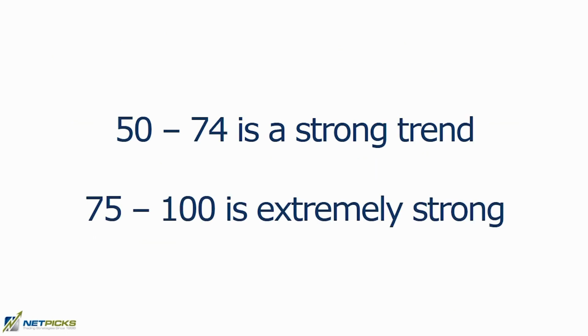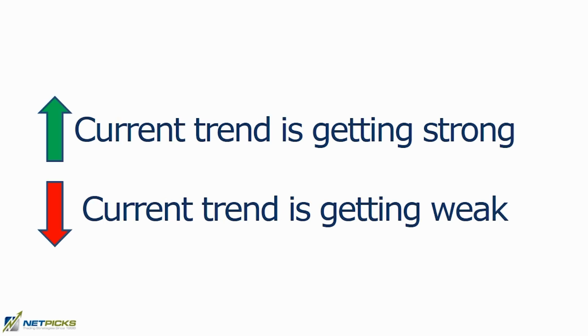50 to 74, that's a strong trend. Okay, this is where you'd be looking to lock in some profits or at least start reducing your risk. 75 to 100, extremely strong trend, and traders should be on alert for sudden price shocks against their position. Also, consider if the ADX is rising, because that shows the current trend is beginning to get strong or is already strong. If it's falling, the current trend is getting weak. Now, you're going to have to determine trend direction some other way. You can use price action, 20 EMA, 20 SMA, 50, whatever moving average you want to use.